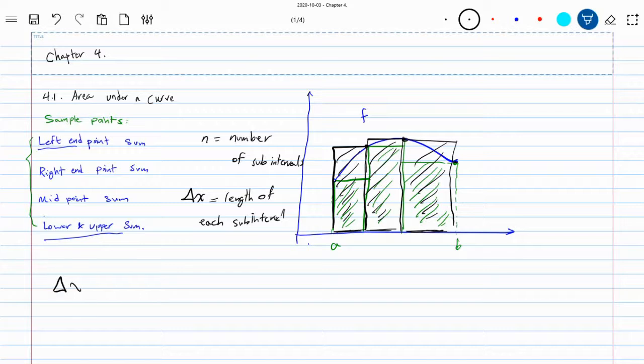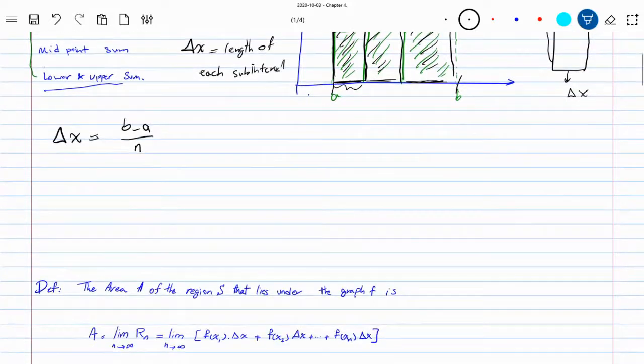And how do you calculate delta x? It's basically the total length, which is b minus a, divided by the number of subintervals that you want to have. So if you want 3 subintervals, you'll divide by 3. If you want n of them, you'll divide by n. So delta x is simply b minus a divided by n. We already know the length of each of these rectangles, given as delta x. The question becomes, how do you pick the height? As we discussed, you could use these sample points, either left point or right point or the middle point, or you can use the lower and upper sum by picking the points to be the lowest value or highest value.